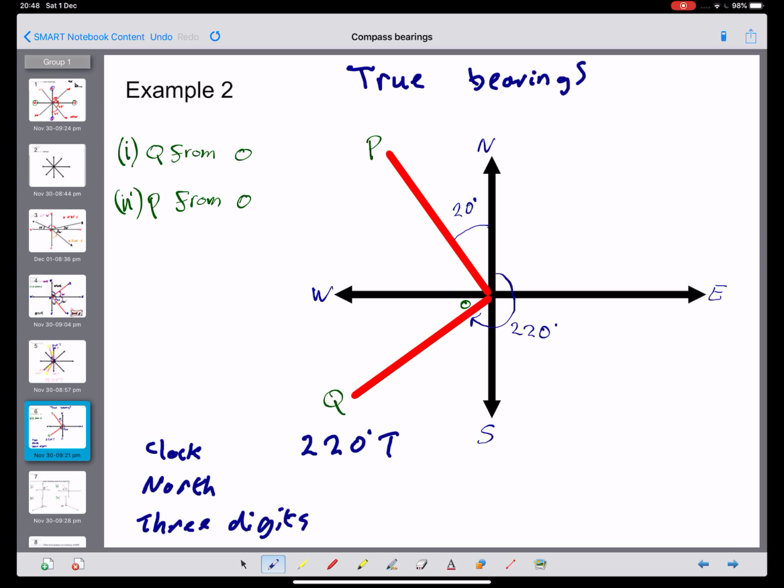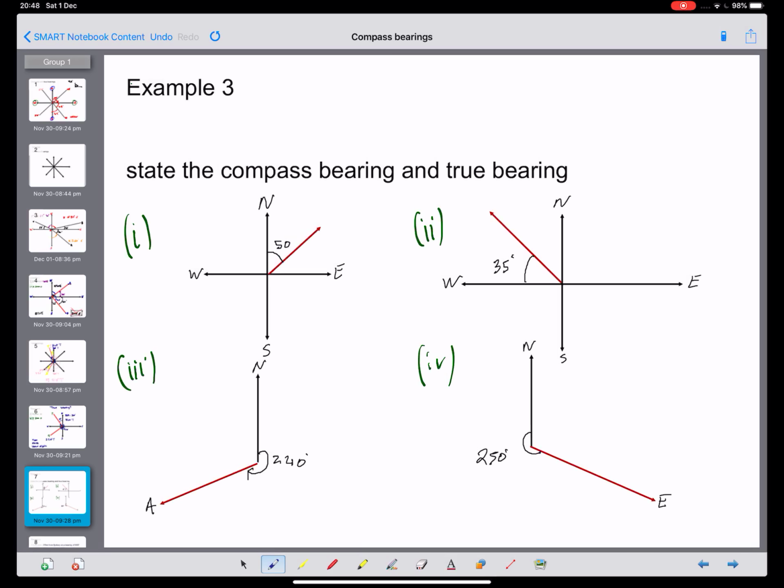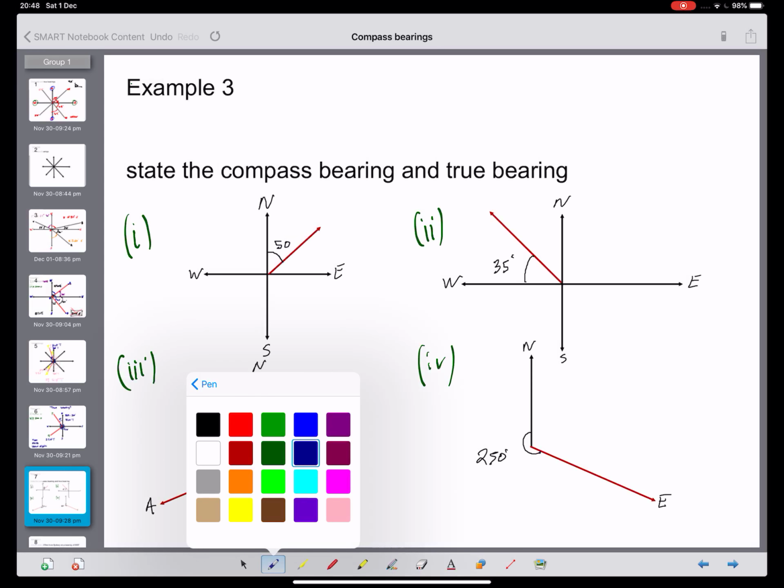Okay, now P from O is similar to the last one we did. Okay, so we're going to measure. Let's do it around here, and that is just the same as 360 minus 20, which is 340 degrees true bearing. Okay, now pause the video, and I want you to state the compass bearing and the true bearing of each of the following.